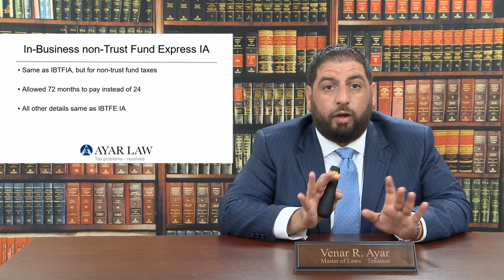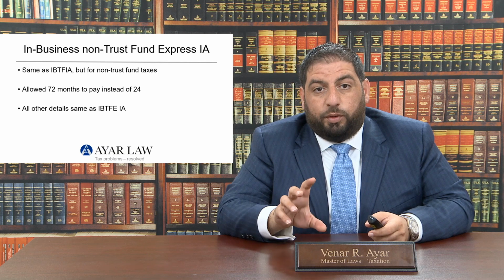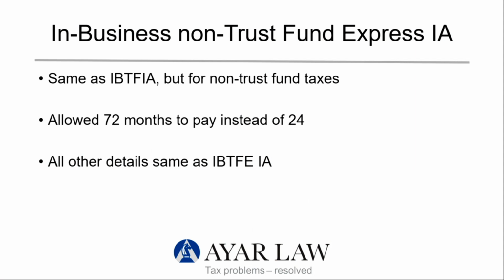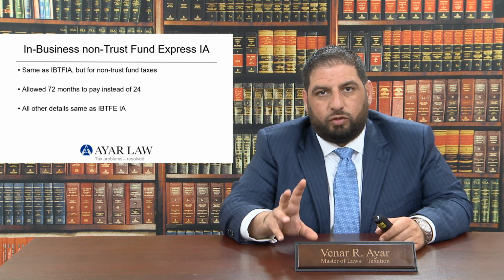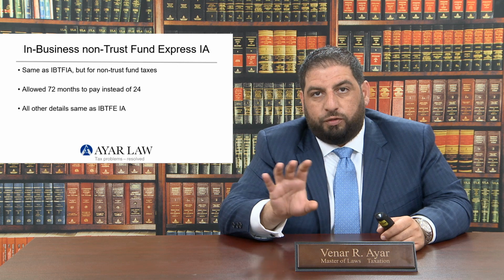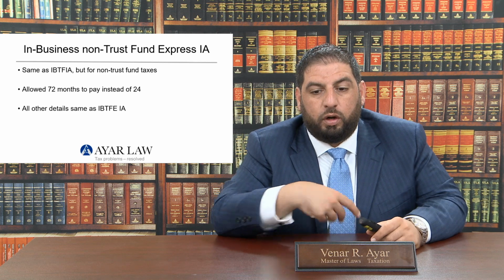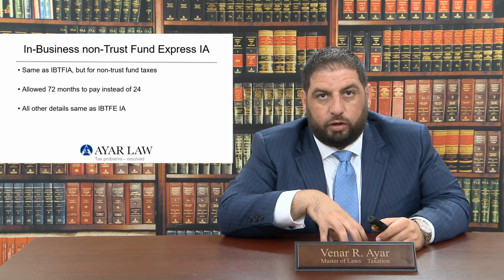The fourth and final type of streamlined payment, or fifth type, I guess now, is called an in-business non-trust fund express installment agreement. This is very similar to the in-business trust fund express, but it's for non-payroll taxes or non-trust fund taxes. If you owe corporate income tax, or employer share payroll tax, or some excise tax or some penalty, those are non-trust fund taxes. Trust fund taxes are what you owe when you are handling somebody else's tax money. When you're an employer and you take money out of somebody's check, that money is held in a trust fund for the benefit of the government.